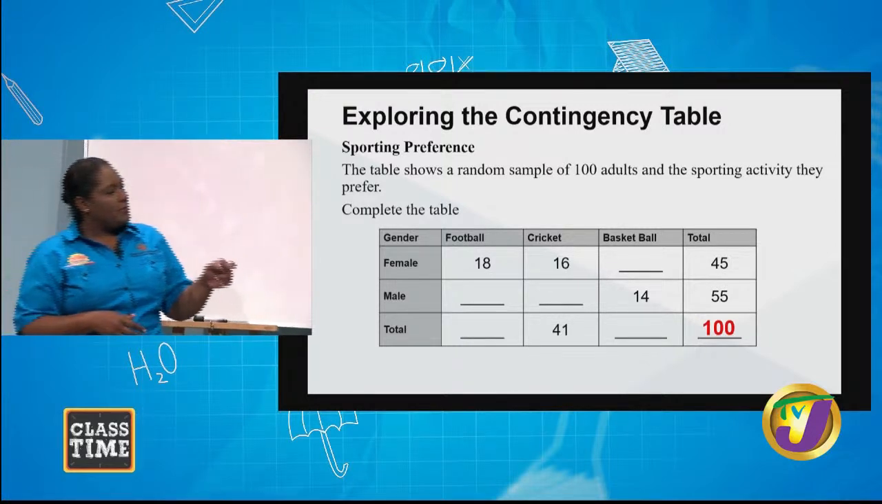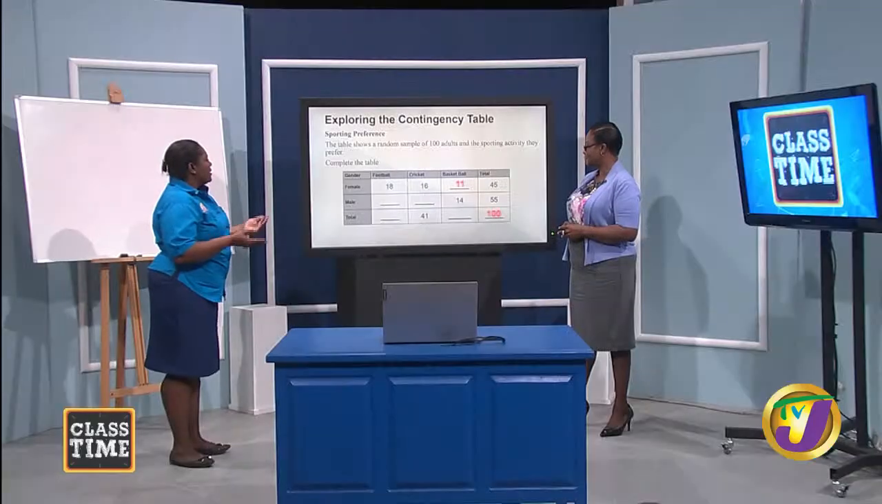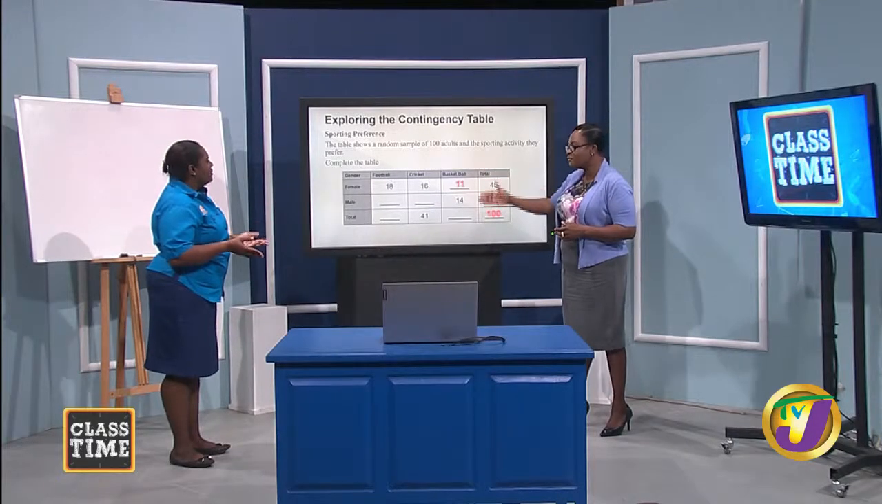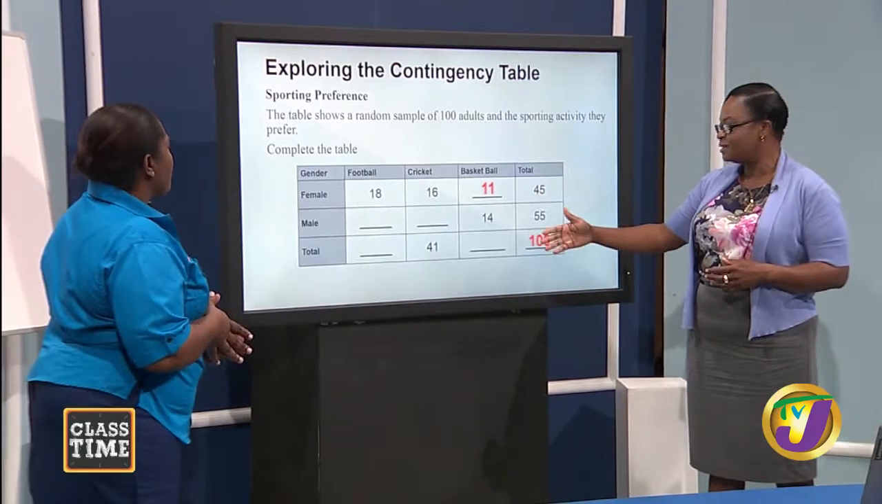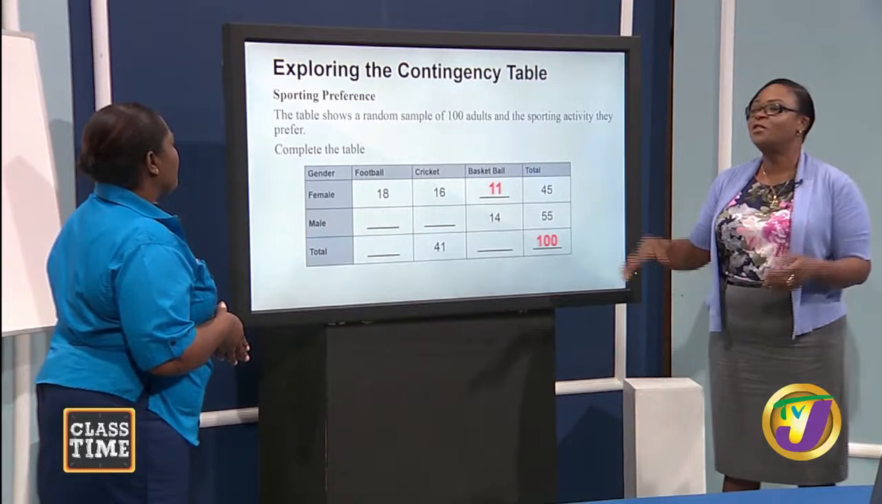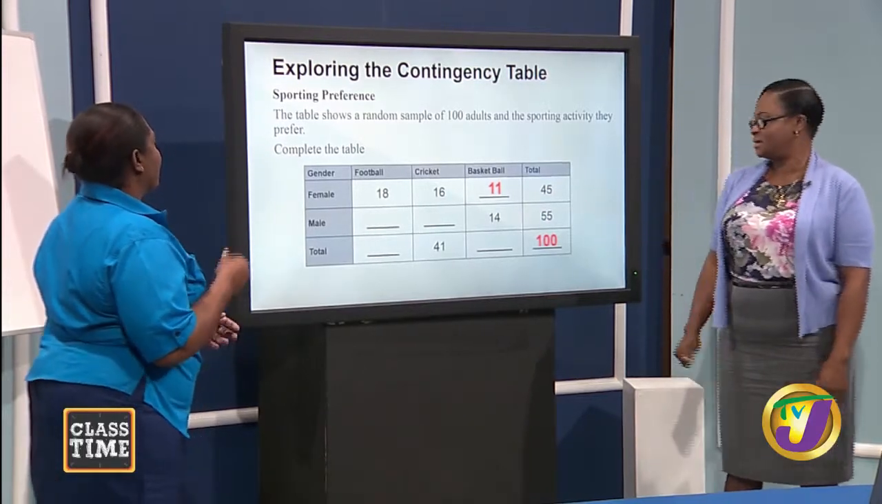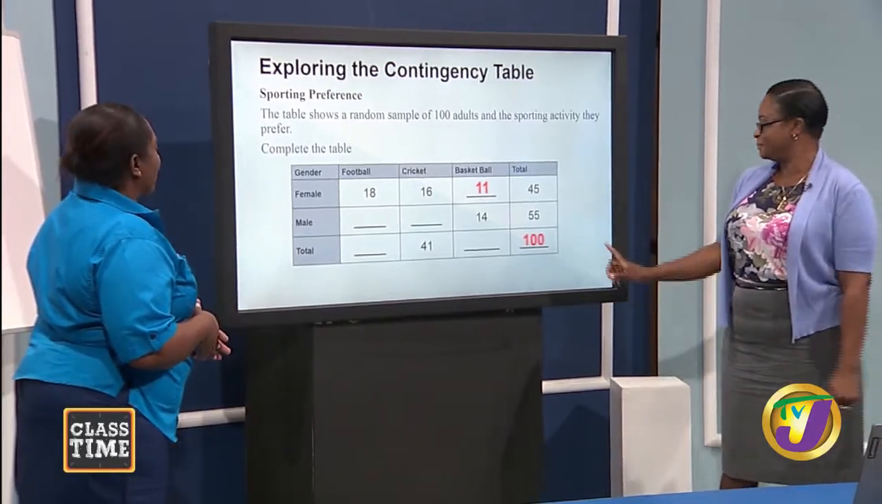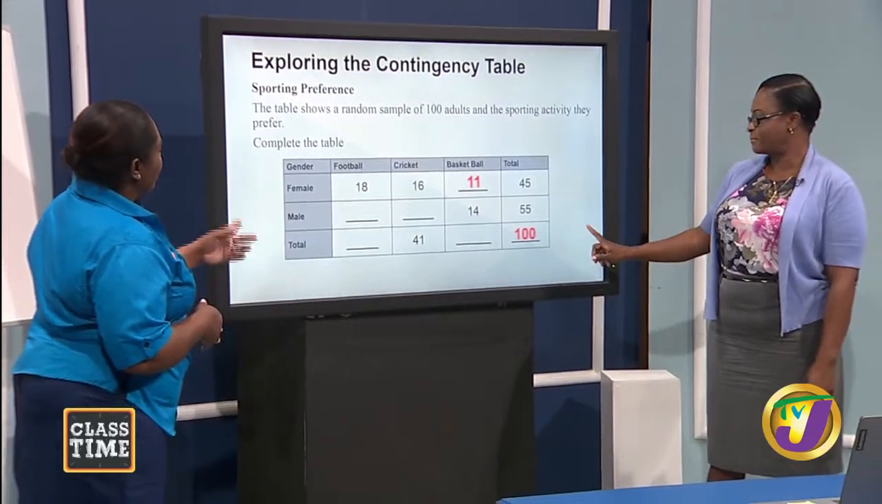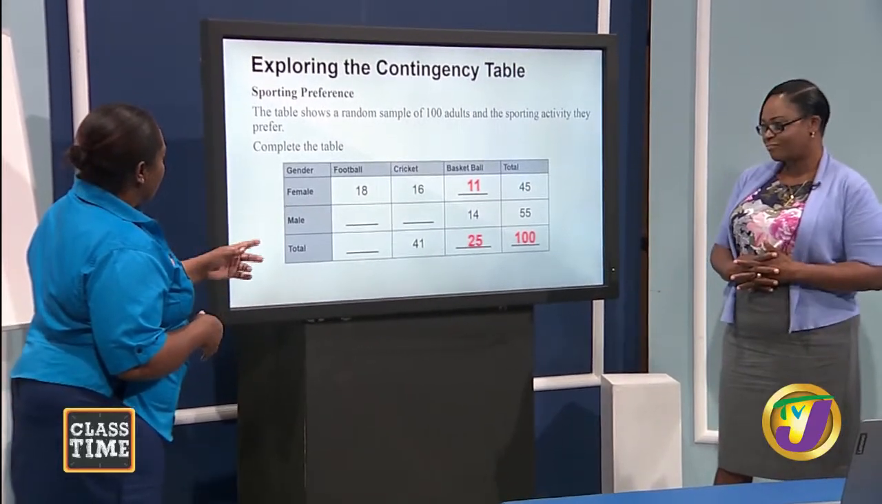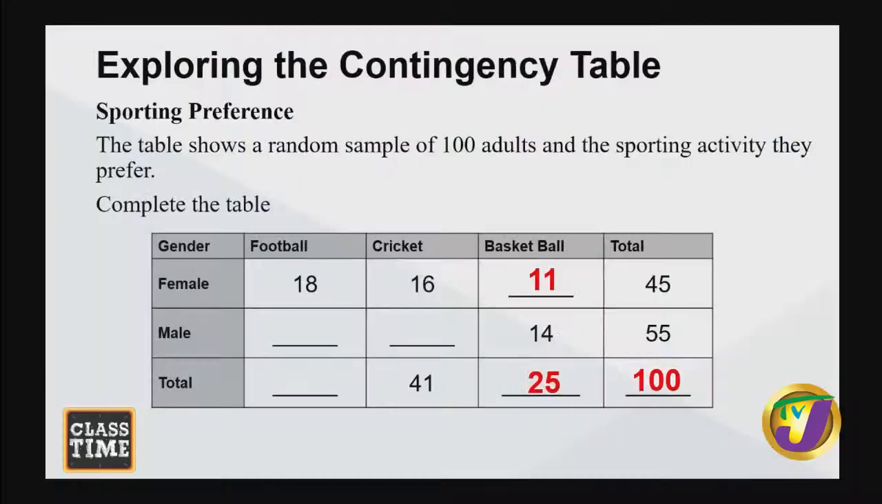And if we know, might as well we just continue completing, because more information is now being given. So the more information we have, the more we are able to complete, and the easier it becomes. Right. So it's 11 plus 14 that will give us a total of 25. So 25 persons. And for basketball, we see that there's a total number of 41 cricketers.